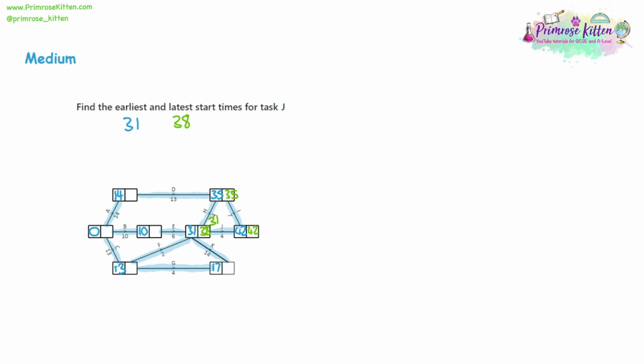But what the node actually represents is not start times, it represents the end times for the tasks going into that box. So it's the earliest and latest times that E, F, and K need to be finished for. So while you could finish E, F, and K at 38, and then task J will be ready to finish, and it'll get to 42, task H actually needs E, F, and K finished at 31.